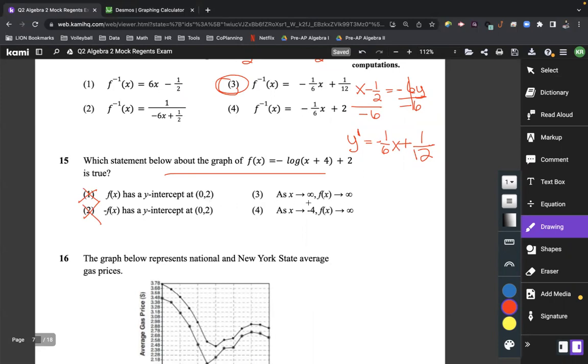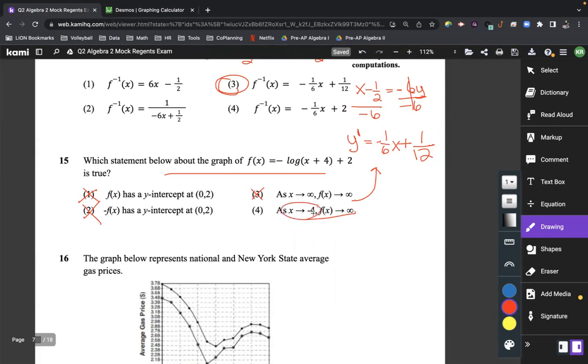Now, reading into this: as x moves towards positive infinity, y is moving towards positive infinity. For a function to be moving towards positive infinity on the y, it has to be going up like this. My function is not doing that. It's going the opposite way, so I can cancel this answer choice out. But this also makes sense, because my asymptote is negative 4.